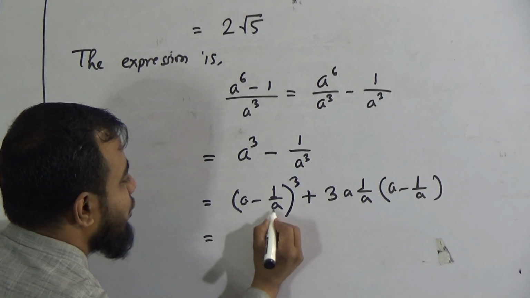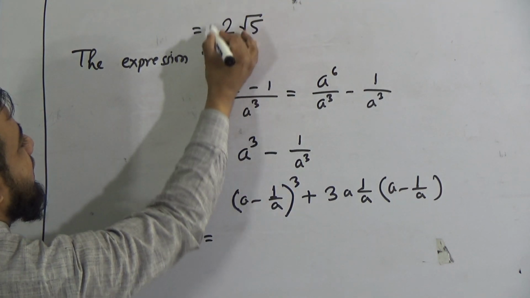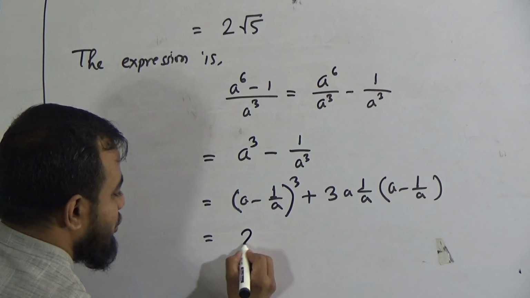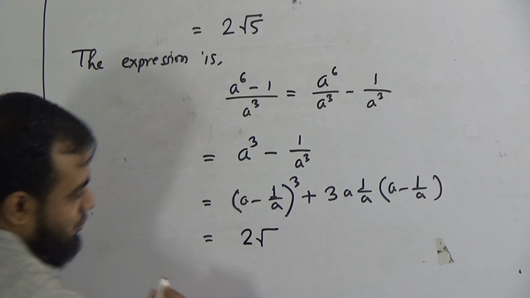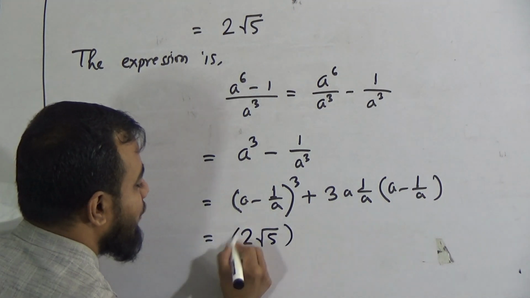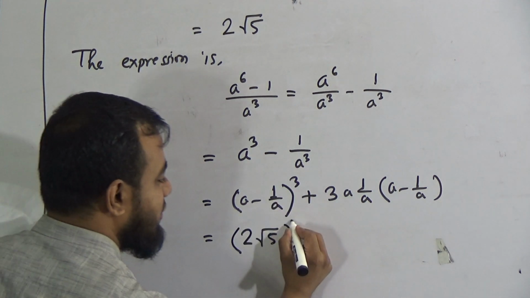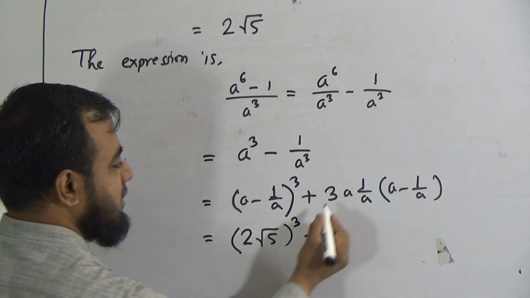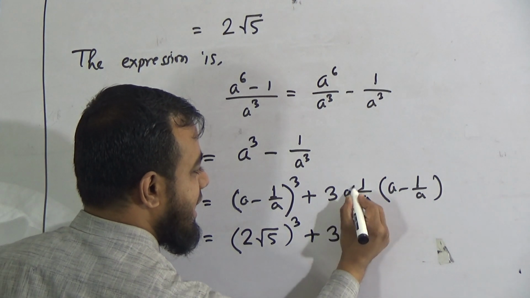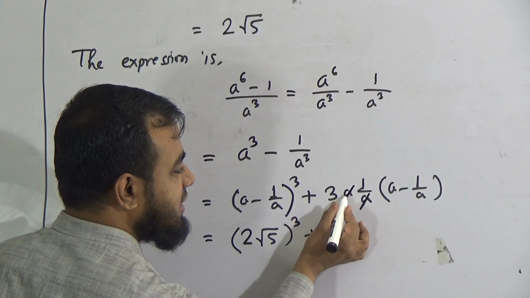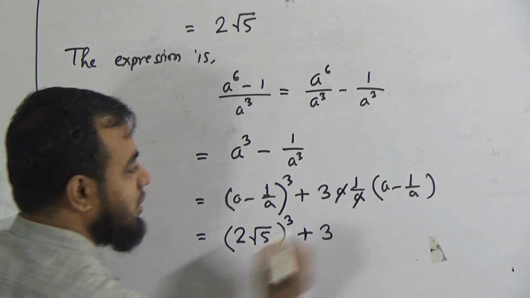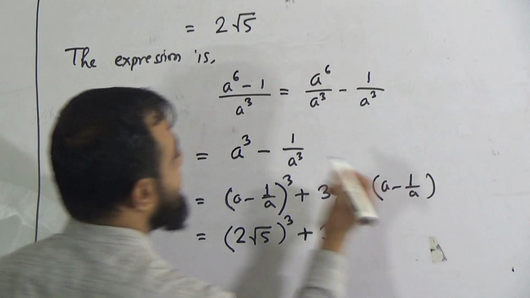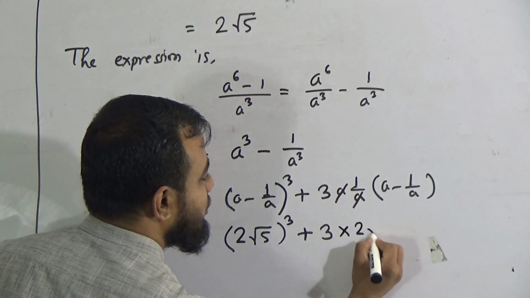So a minus 1 upon a, we have already found this value, is 2 square root of 5. So in the place of a minus 1 upon a, you can put the value 2 square root of 5, and there is a whole cube sign, plus 3 remains unchanged. A and a will be omitted because this a is our numerator and this is our denominator. Now the value of a minus 1 upon a is again 2 square root of 5.